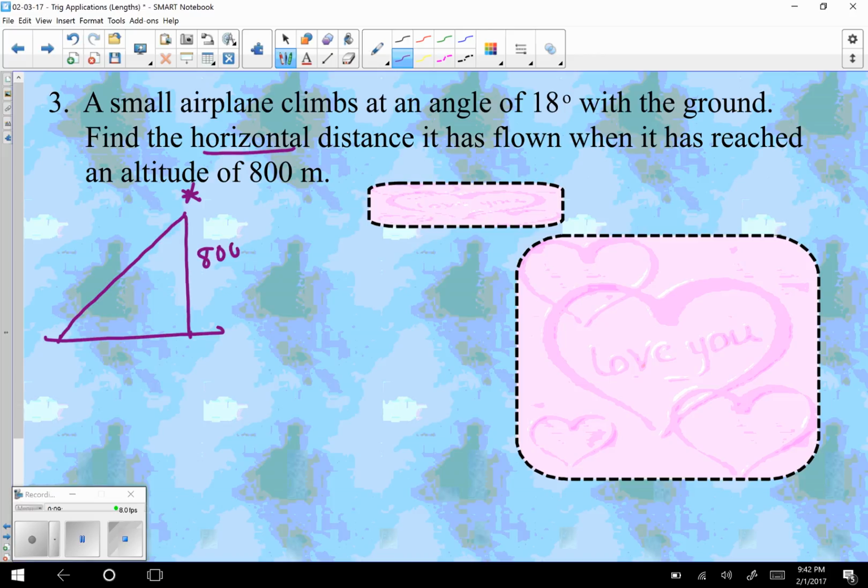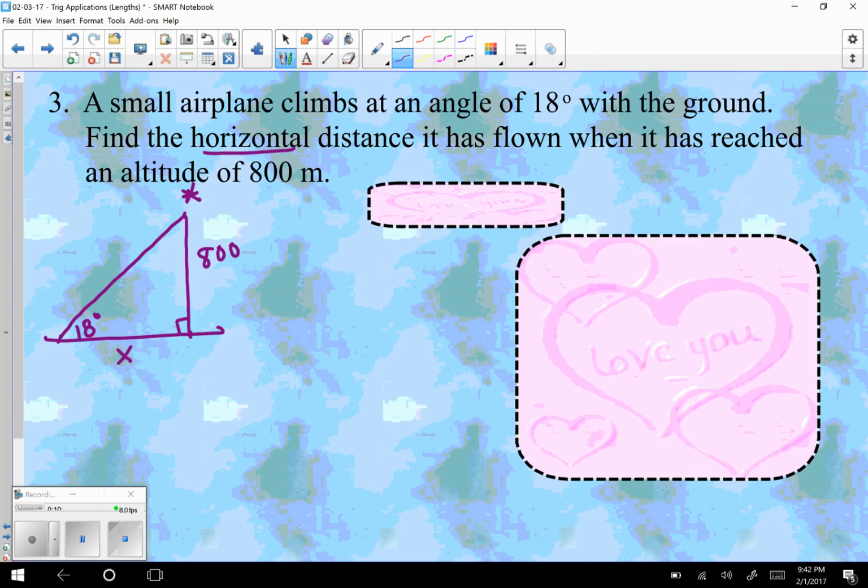Altitude is height, right? And it climbs at an angle of 18 degrees. So if it's climbing at an angle of 18 degrees, that's here. I want to know the horizontal distance. That would be the distance of the ground. So I go here.